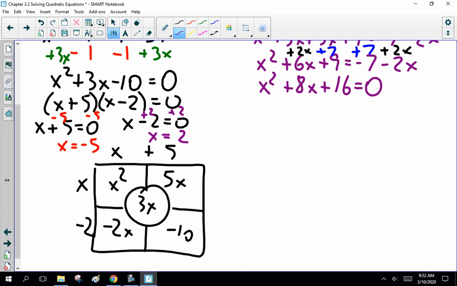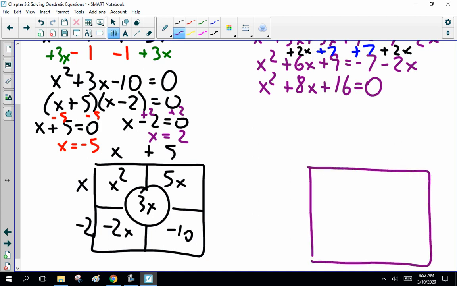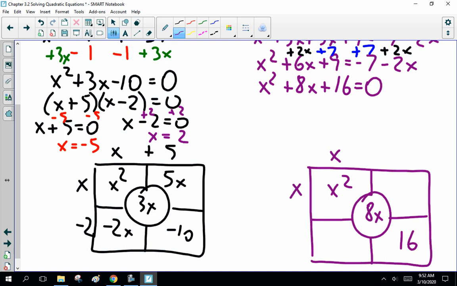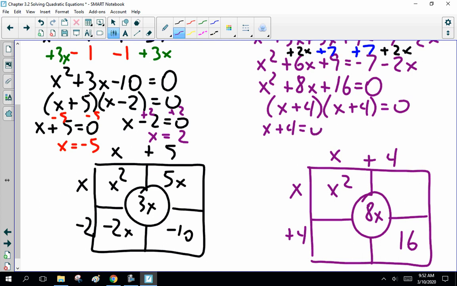Now I'm going through this quickly, but I told you to do it. We're just checking work here. And the other one, x and x plus 4. So this is x plus 4 times x plus 4 is equal to 0. So there is one solution, x equals minus 4.